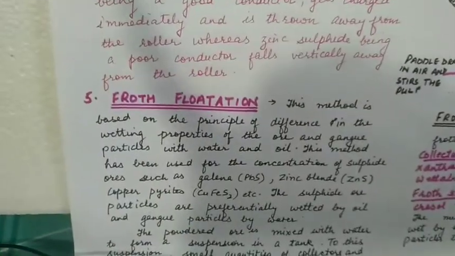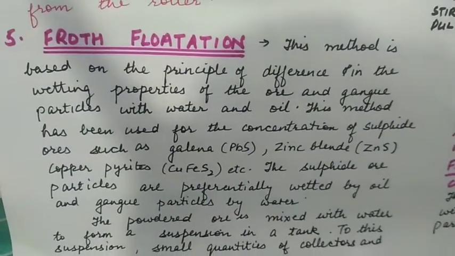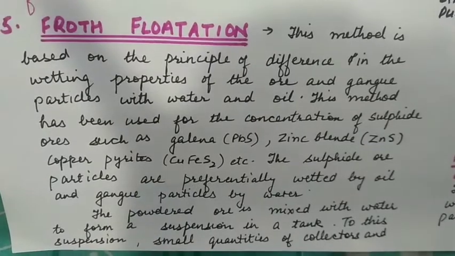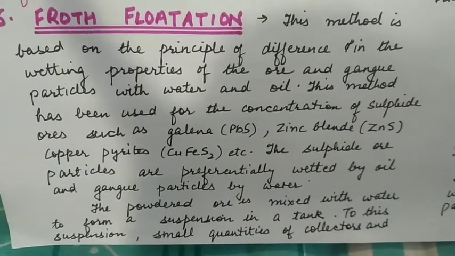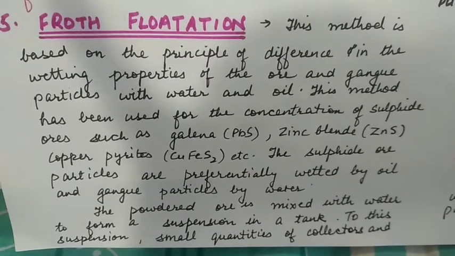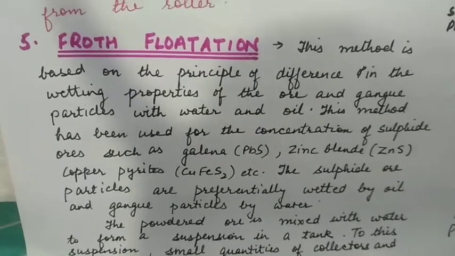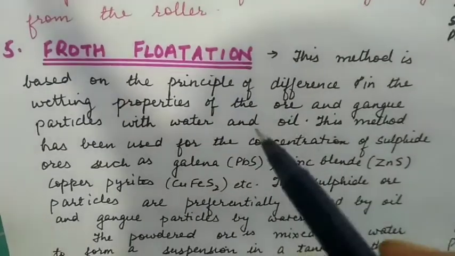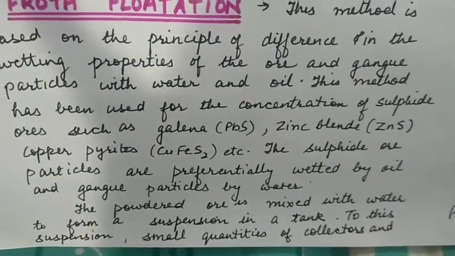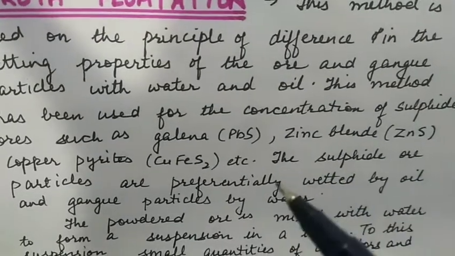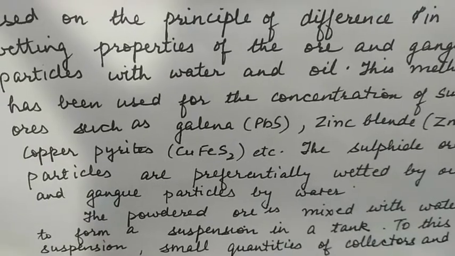Froth flotation method. This method is based on the principle of difference in the wetting properties of the ore and gangue particles with water and oil. The method has been used for concentration of sulfide ores such as galena, zinc blende, copper pyrite. So be sure, if the ore is a sulfide ore, the method used will be froth flotation process. The sulfide ores are preferentially wetted by oil and the gangue particles by the water.